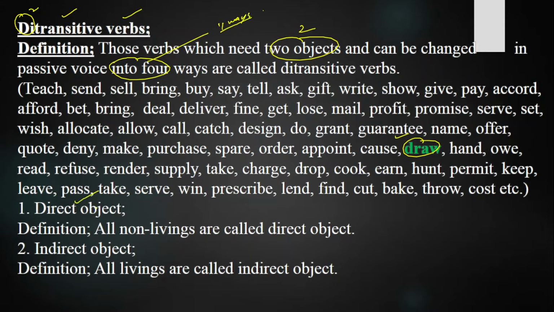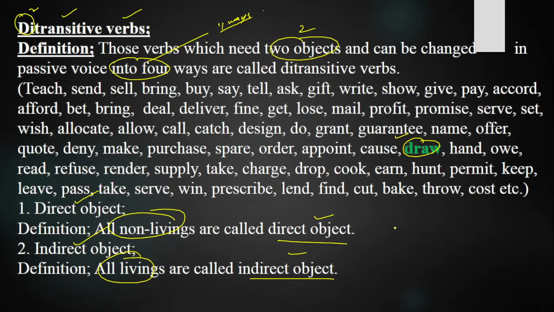Ditransitive verbs need one direct object and one indirect object. Direct object means all non-livings and indirect object means all livings. Whatever non-livings we have are called direct, and whatever livings we have are called indirect objects. Why do they need two objects? If you put only one of the objects, the meaning will be wrong or incomplete, or sometimes the meaning will be changed. So for that you need to put both objects.